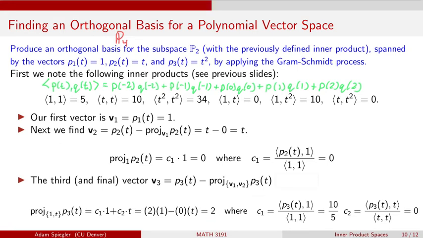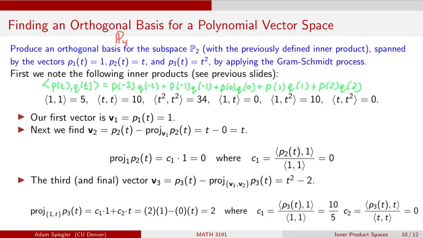So now the third and final vector in my orthogonal basis is going to be the portion of P3 which is orthogonal to the subspace spanned by V1 and V2. So I find that vector V3 by taking this projection that we just found as 2 and subtracting it from the initial vector that we had, which was P3. So the third vector in my basis is going to be the vector t squared minus 2.